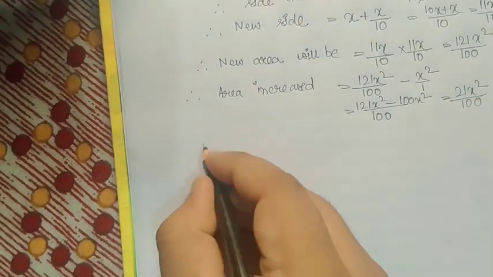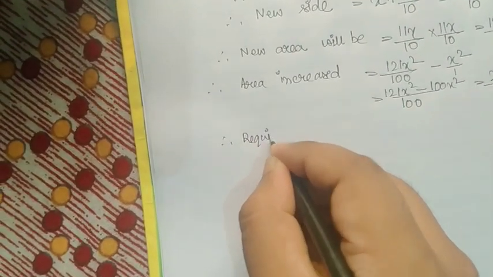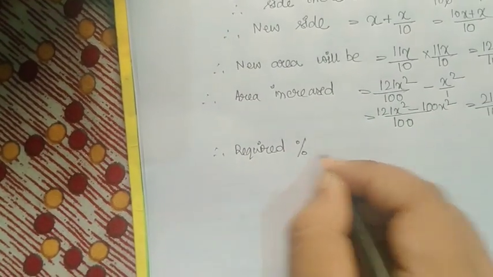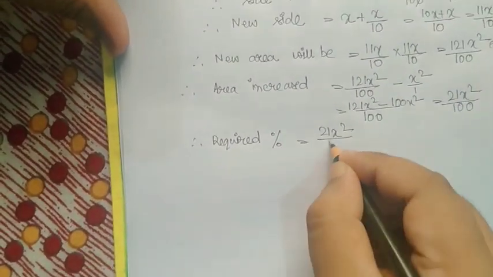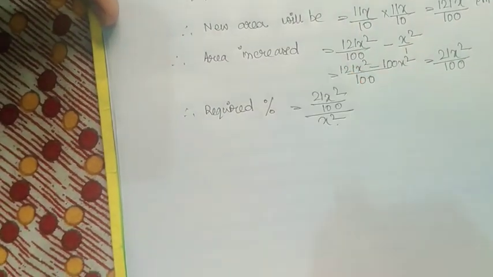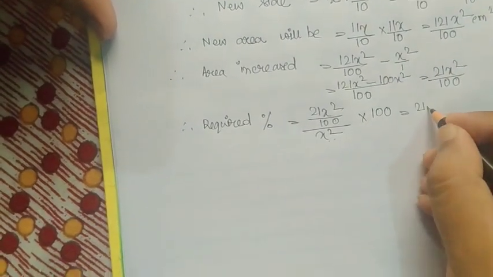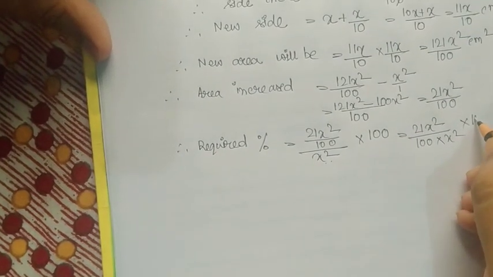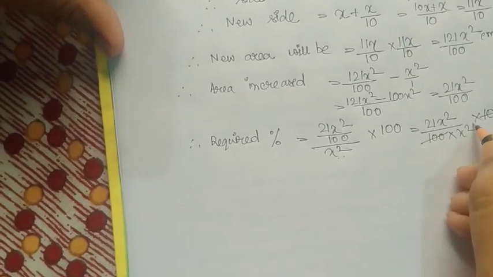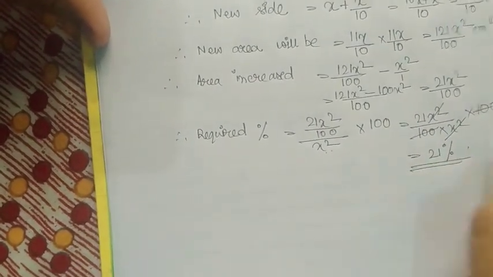So therefore the required percentage will be area increase, 21 x square by 100, by x square, the initial area, into 100. So we're going to say that 21 x square by 100 into x square into 100, cut down 100 and 100, x square and x square, so the answer is 21%. Very important sum in our syllabus here.